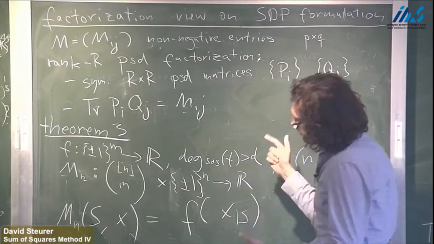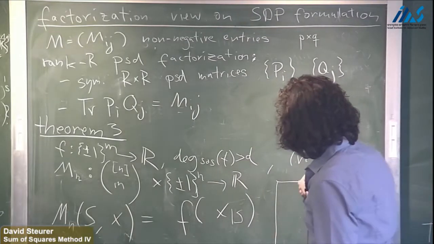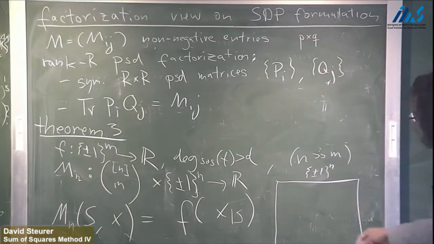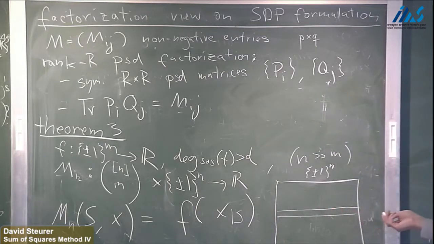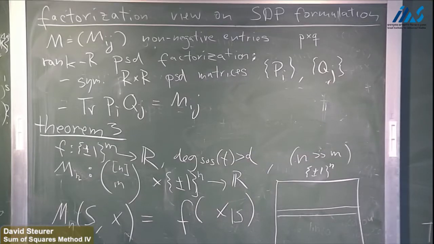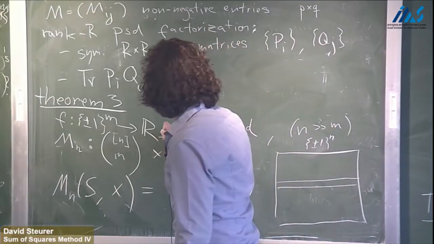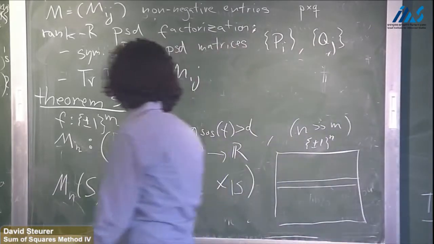So the main point here is that we have this matrix, and the columns are indexed by points on the hypercube, and in each row we have the truth table of some non-negative function. If it had negative entries, then the theorem would be trivially true. So far I didn't write the conclusion, maybe I should write it.